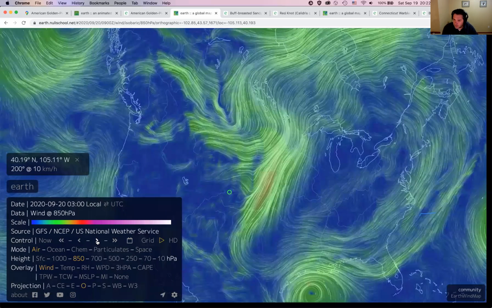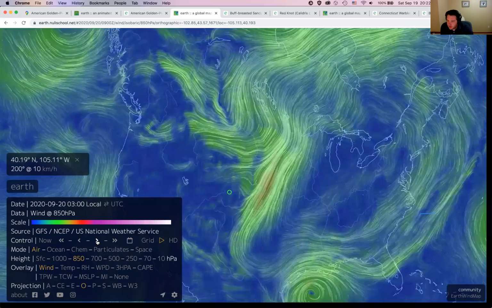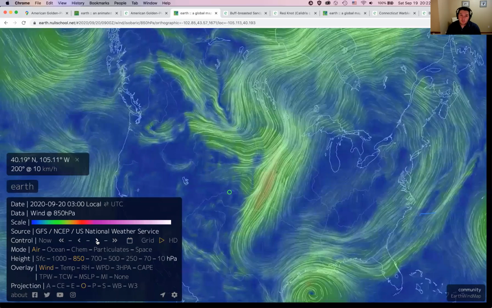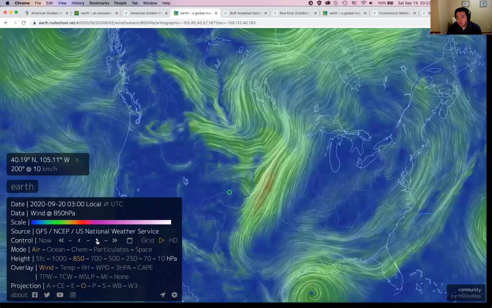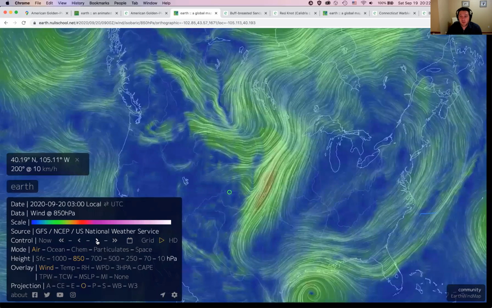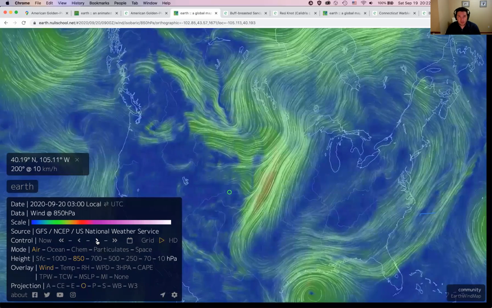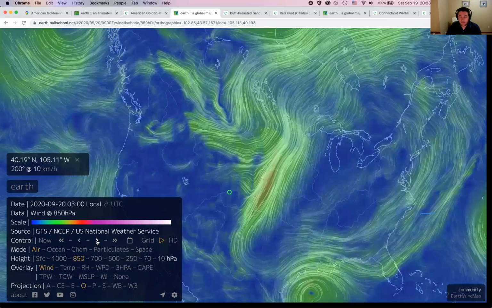Colleen, your question is, so when doing local convergence, do we change the pick to surface? In Colorado, staying at 850 is fine. Other places that are lower elevation than us, yes, going to the surface is useful. Good question.